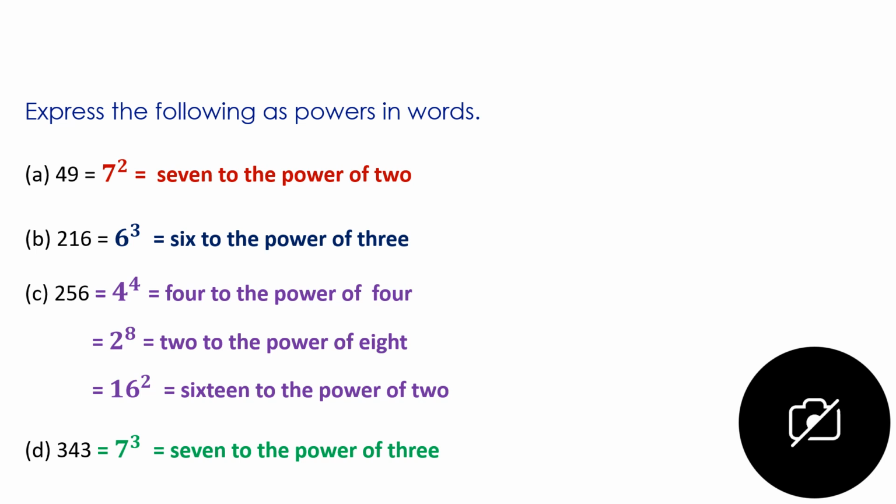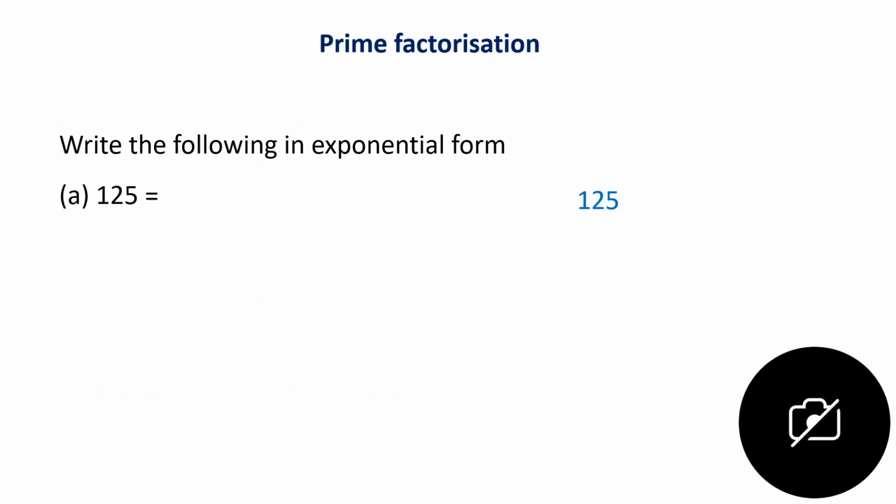Once you've mastered that, you are going to ask yourself, well, I know how to write it in words, but how do you actually know how to simplify it, or how to get 216 to be equal to 6 to the power 3? Or how do you get 256 equal to 4 to the power of 4 or 2 to the power of 8? Or how do I get 343 as 7 to the power of 3? That is when we're going to use prime factorization.